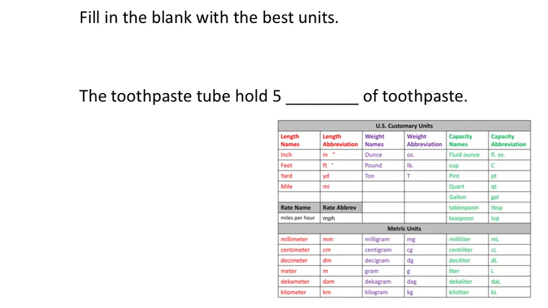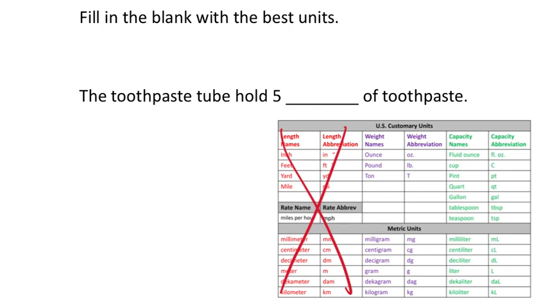So here we go. Fill in this blank. The toothpaste tube. Sorry for the typo again. The toothpaste tube holds 5 blank of toothpaste. So we're going to rule out the lengths. Could we say a weight, perhaps? I think you could. I think you could say maybe ounces. A tube, I wouldn't expect to have 5 pounds of toothpaste, but maybe 5 weighted ounces.